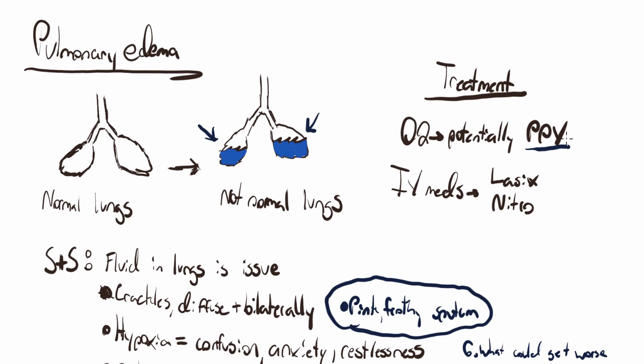Their afterload is going to be big because of all the fluid in their lungs, and they're not going to be moving anything. The pulmonary vasculature is going to be all congested. So that positive pressure ventilation is going to help forcefully open up those lungs to allow for air exchange to occur, which is the most important thing.